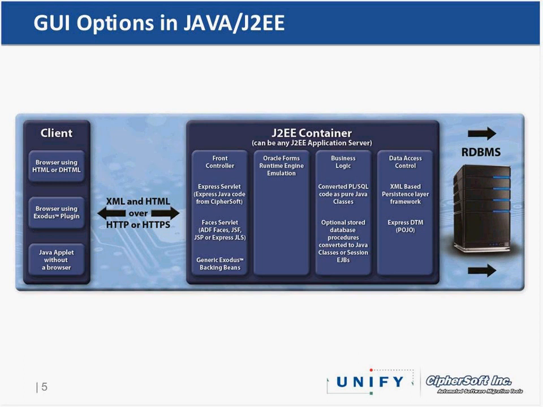If you look at that box on the left-hand side, you can see that there are three. The first one is a browser using HTML or dynamic HTML. The second one is another browser option, but it's using what we call our Exodus plugin. And then the third one is a Java applet without a browser, and that's actually just a Java desktop client, if you will. Now, the option you choose will determine whether the GUI is displayed as HTML or XML. And it's worth pointing out that that last option, the non-web option, if you will, is in Java.